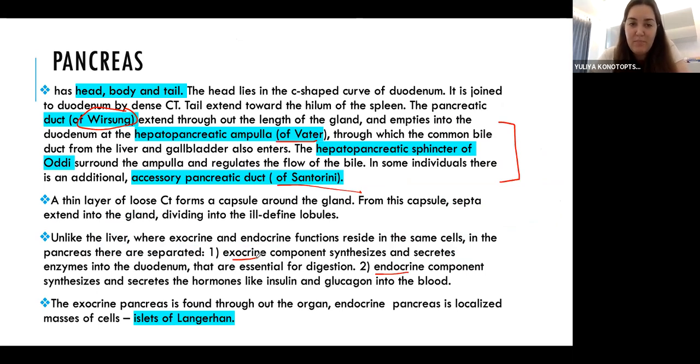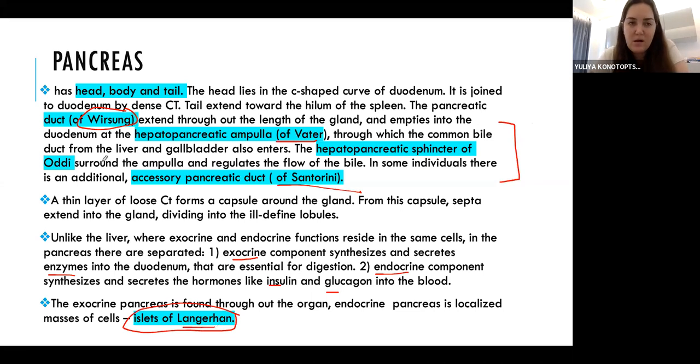The exocrine portion of the pancreas makes enzymes which are needed for digestion, right? And the endocrine portion of the pancreas makes hormones like insulin, glucagon, somatostatin, right? So these are the hormones that the pancreas can make. We have said that the pancreas is an exocrine gland with endocrine islands. What do we call the endocrine islands? We call them islets of Langerhans.